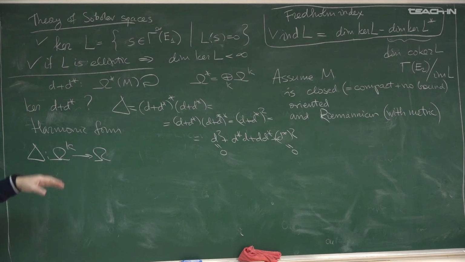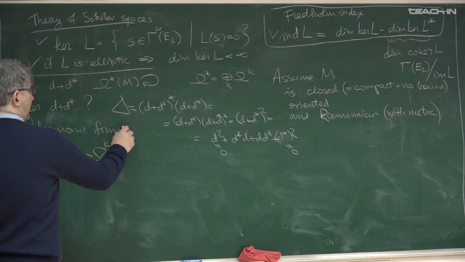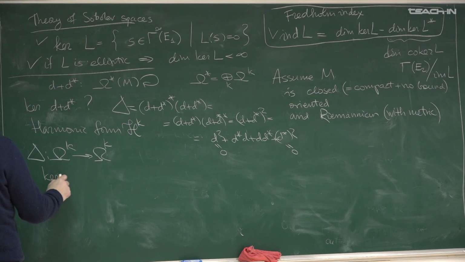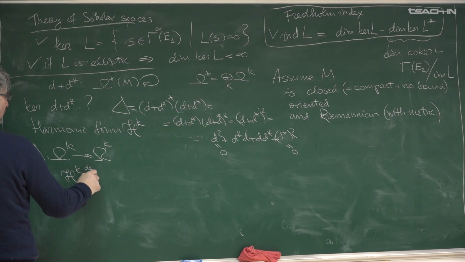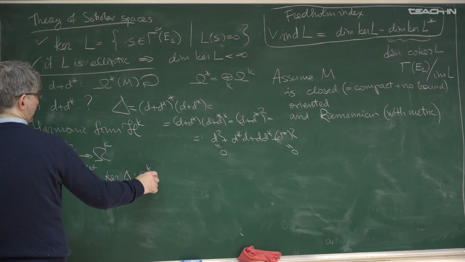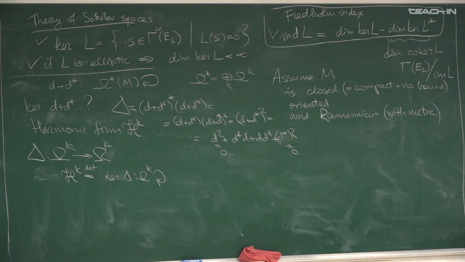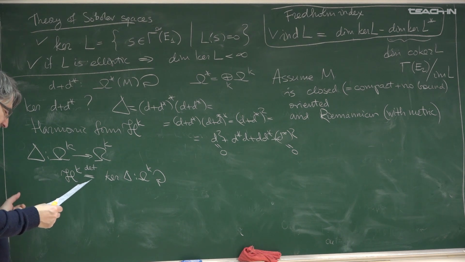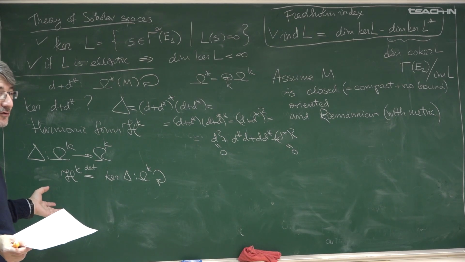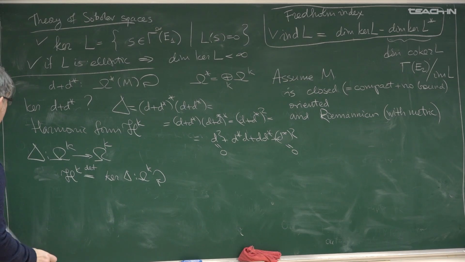So the harmonic forms H^k are just the kernel of delta, which acts on omega k. This is the definition of a harmonic form. I want to ask you to check a couple of exercises, okay? We need to do something on Friday. That's why I need to give you exercises.